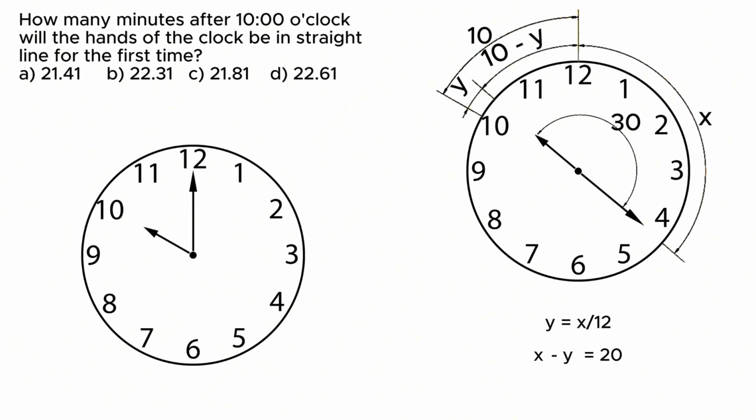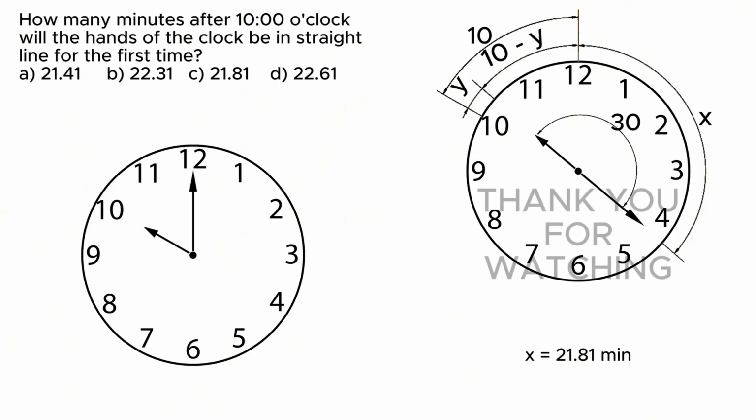And we substitute y equals x over 12 into the equation. And we get x minus x over 12 is 20. And 1 minus 1 over 12 is 11 over 12. So that becomes 11x over 12 equals 20. Multiplying both sides by 12 over 11 to solve for x, we get x equals 21.81 minutes. So the answer is 21.81 minutes, and that's letter C on the choices above.